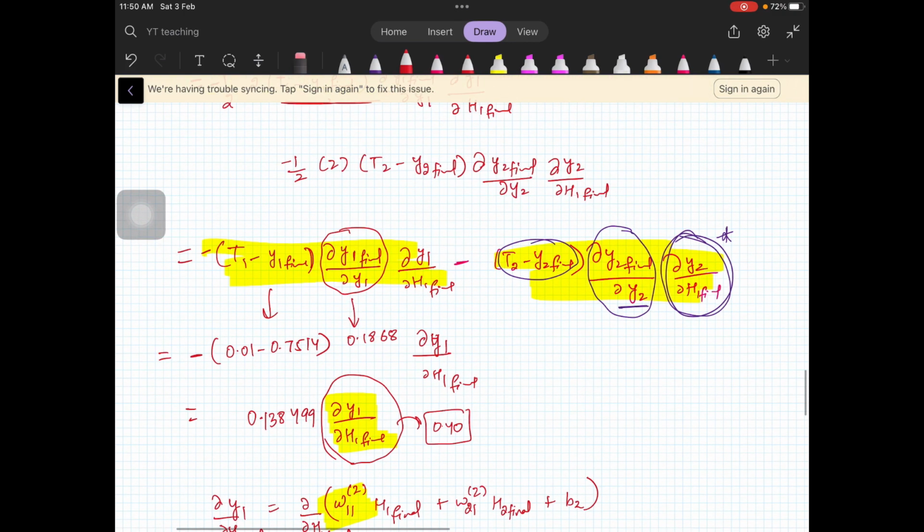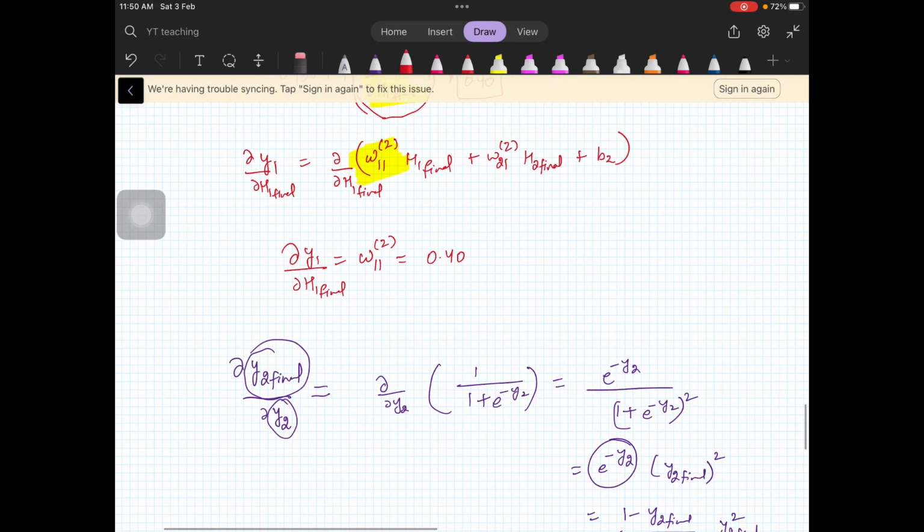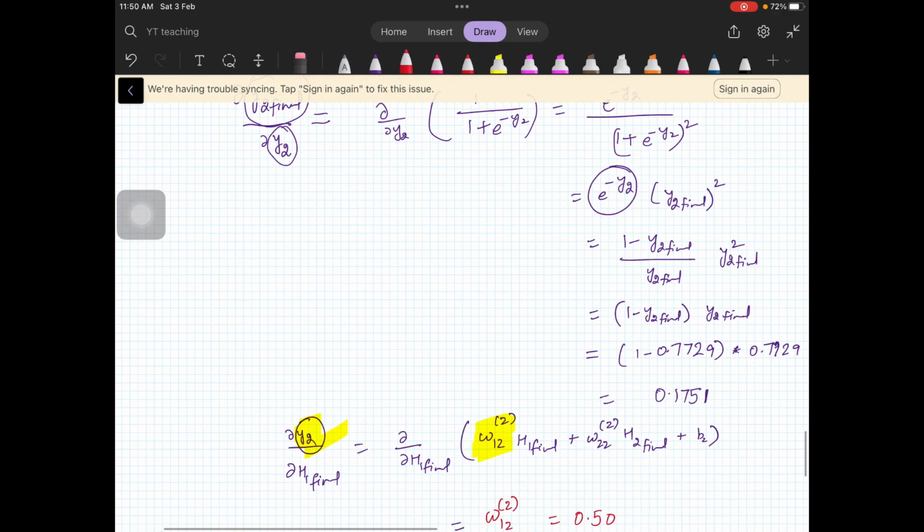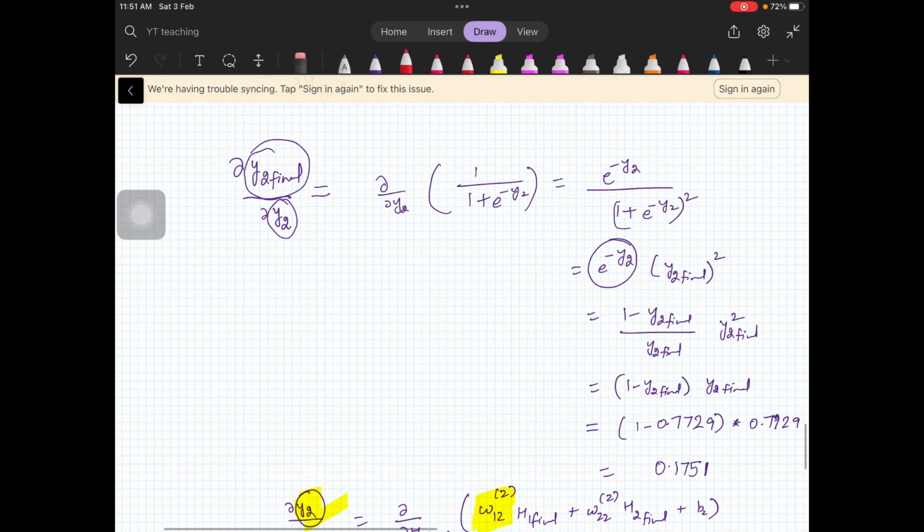Okay, if we put the values here, T2 was 0.99 minus 0.7729. Then you have this value we just calculated, just now we calculated it, right? This value here is 0.1751, right?